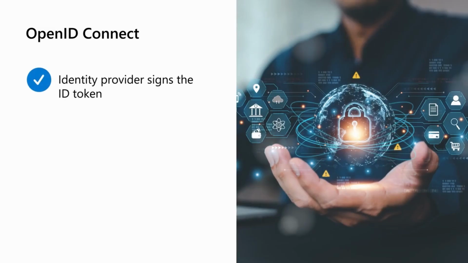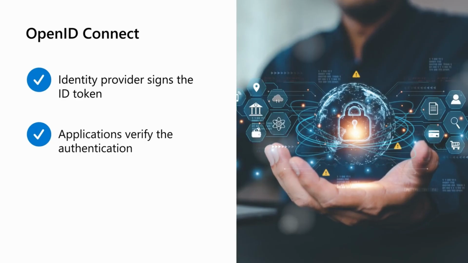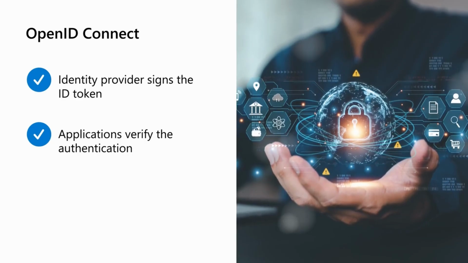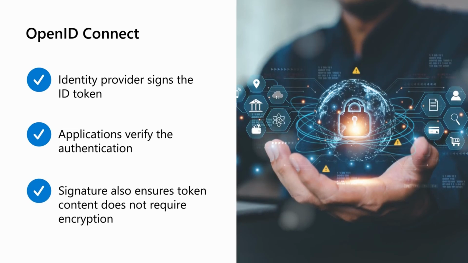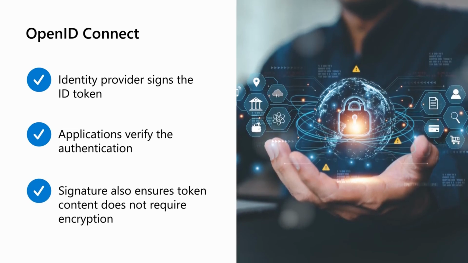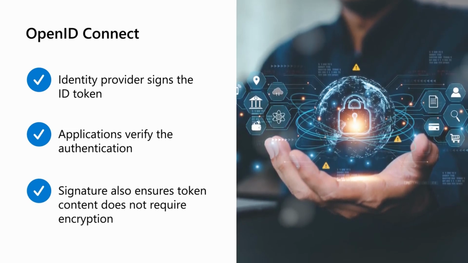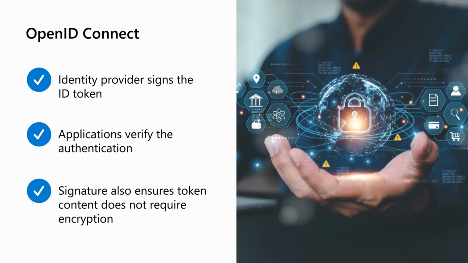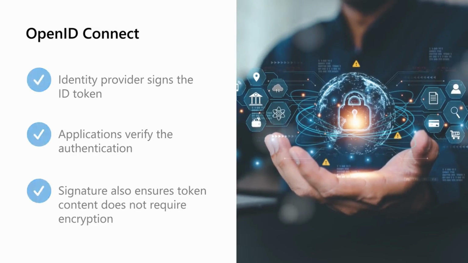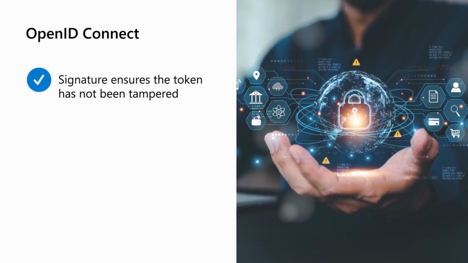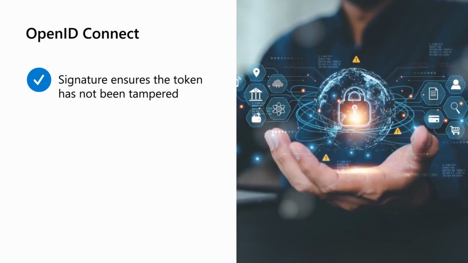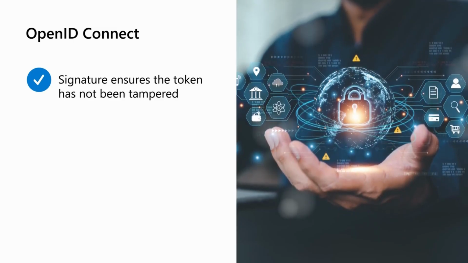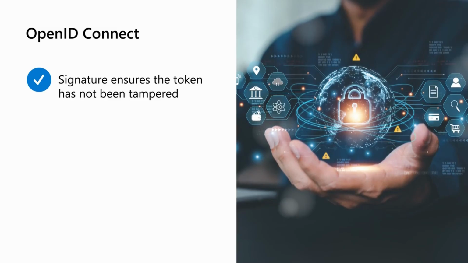The identity provider signs the ID token, which makes it easy for applications to verify the authentication using the provider's public key. This is done without any encryption of the token's contents. Instead, the token is signed with the identity provider's private key, and the application can check the signature with the corresponding public key to ensure that the token hasn't been tampered with. All in all, OpenID Connect and JSON web tokens are powerful tools for authentication and secure data exchange between applications.